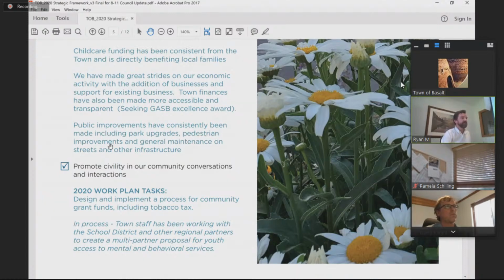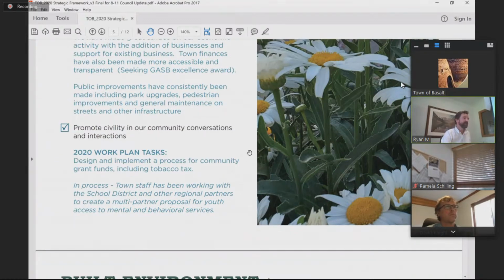And then public improvements. We've been consistent on this with our parks upgrades, pedestrian improvements, and then certainly you can tell from our streets maintenance and infrastructure that we've been doing a good job there. One of the things that we'll talk about here shortly is our facilities and just the need to identify facilities maintenance, because that's one that has been deferred and something that we need to continue to work toward.